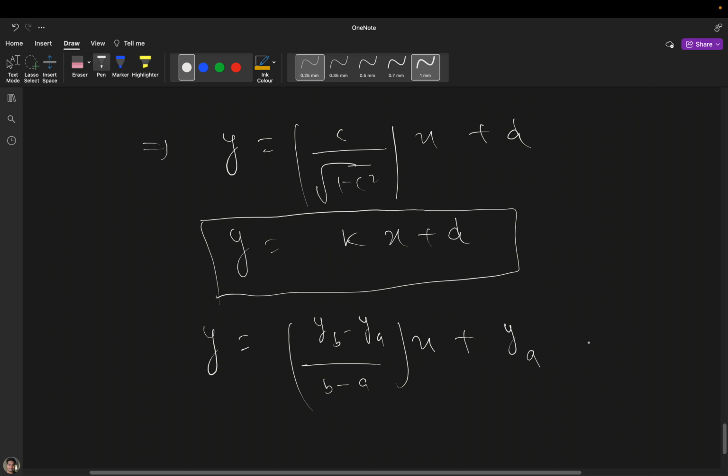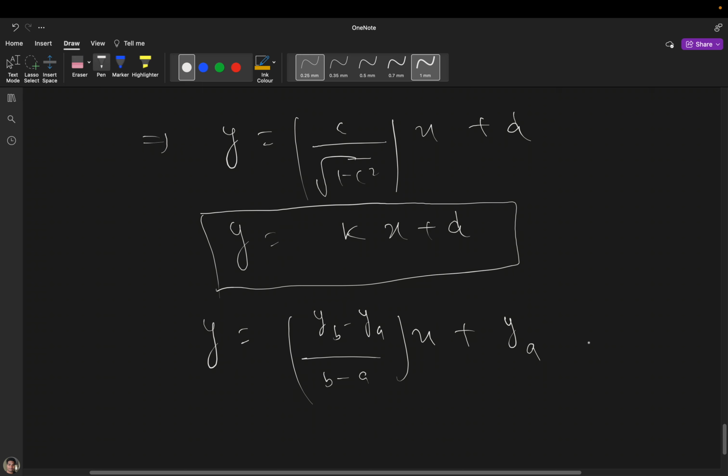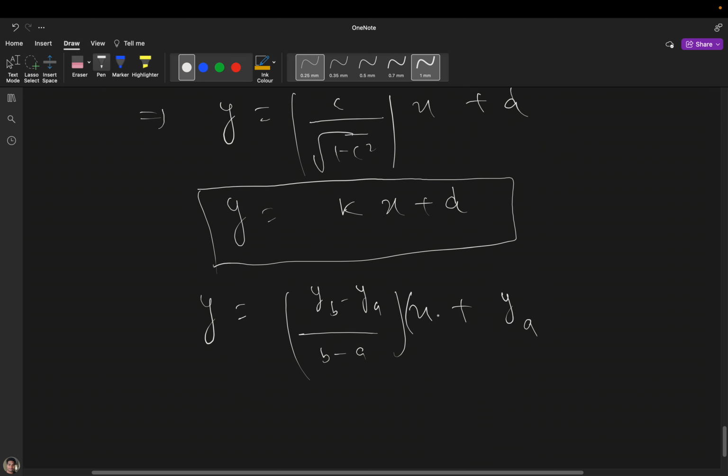plus ya. When you take the boundary condition, you will get this solution. There should also be x minus a here, x minus xa. Now it's fine. So here it will be the solution.